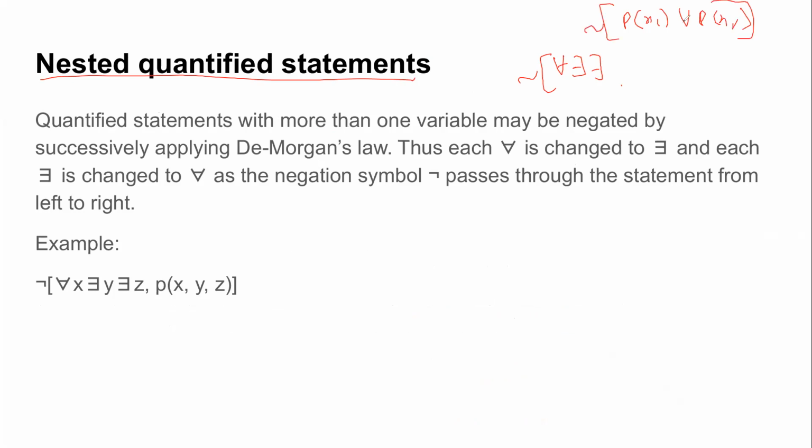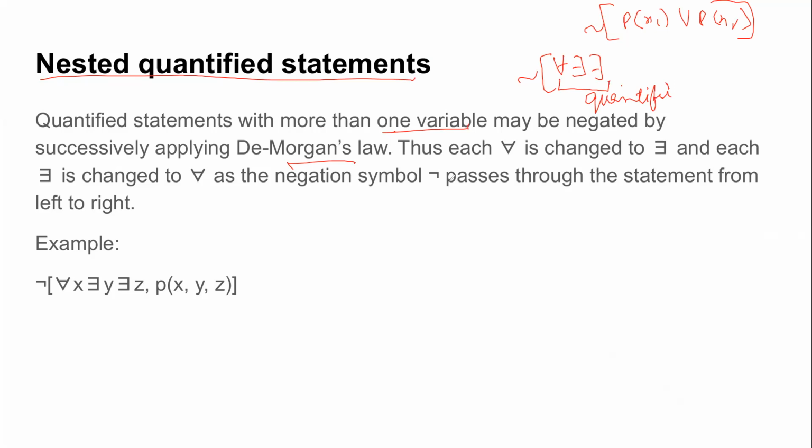One version we saw was a compound statement and then you had to negate. So we knew that you need to flip the operators and put negation with the individual components. Now the question is, what if you have nested quantifiers itself? How do you solve them? Whenever you have quantified statements with more than one variable, you negate them by applying De Morgan's law successively.